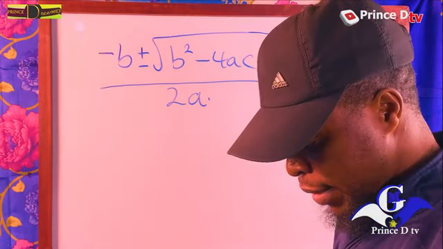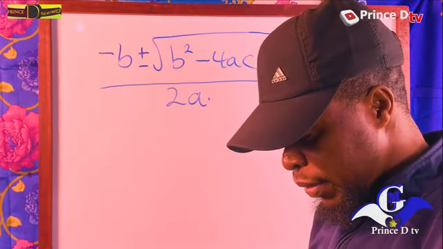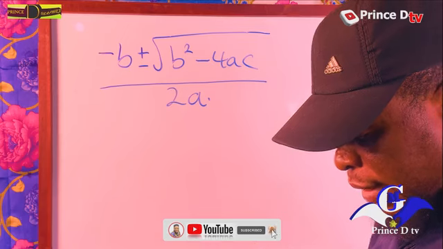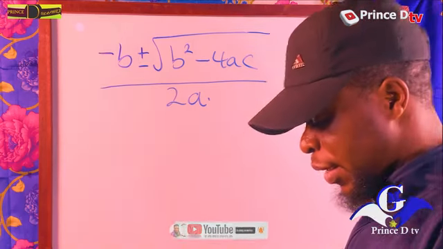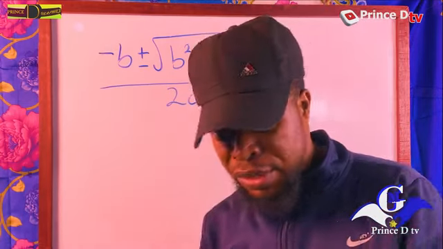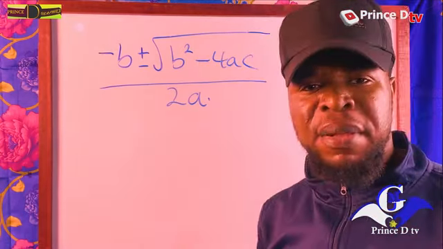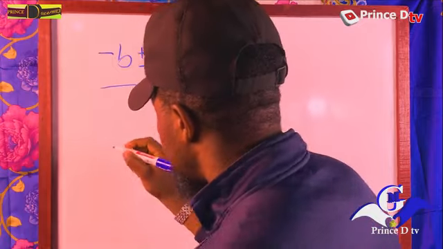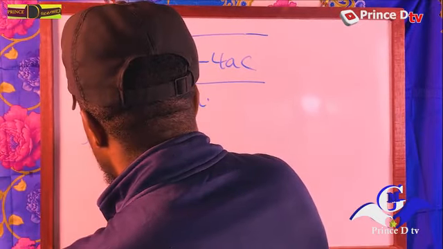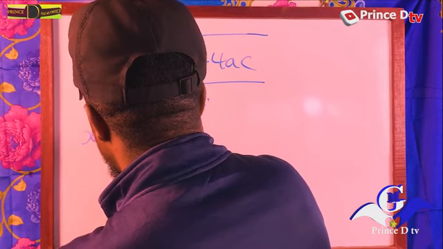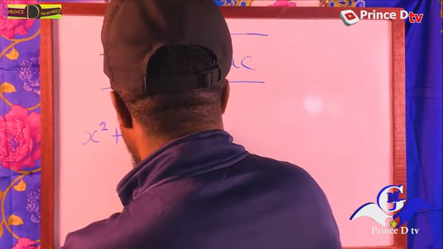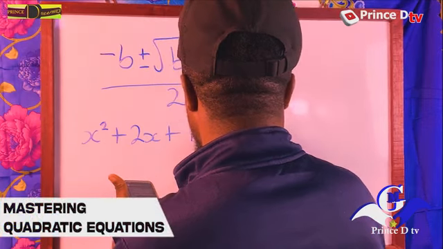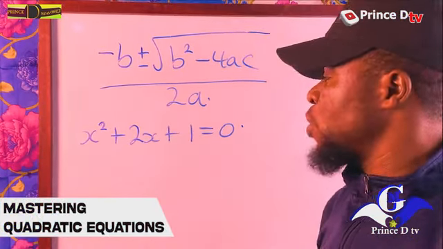Now let's look at an example using the quadratic formula. The question is: solve the quadratic equation using the quadratic formula. So we'll have a beautiful example here: x squared plus 2x plus 1 equals 0. X squared plus 2x plus 1 equals 0.